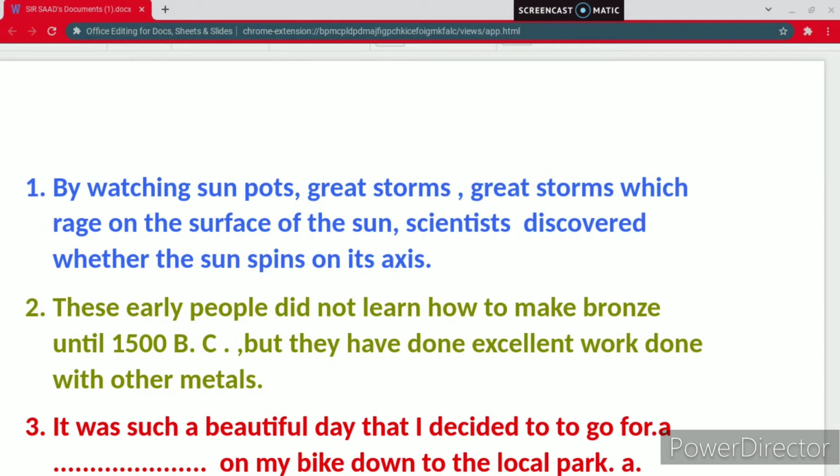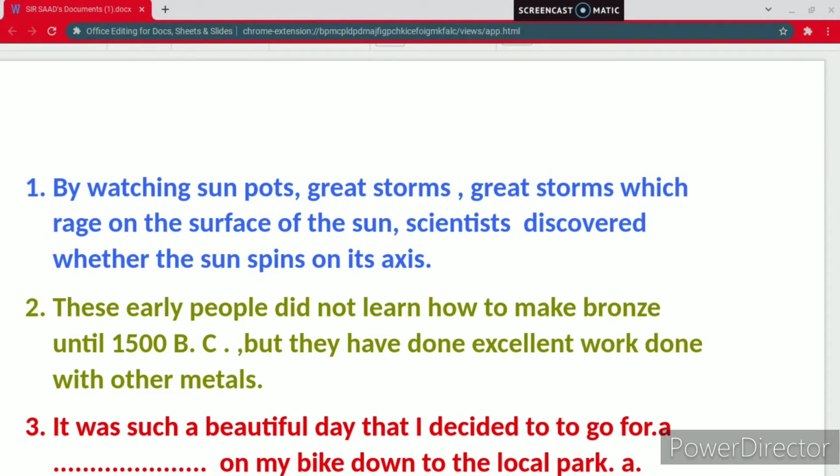For example, scientists have not discovered whether. So in this case, it will be correct. Otherwise, we shouldn't use whether. So whether is incorrect in this sentence and we should use that. So the correct sentence: by watching sunspots, great storms which rage on the surface of the sun, scientists discovered that the sun spins on its axis. So this is correct. That is required.